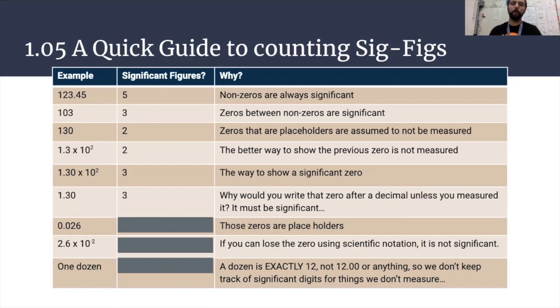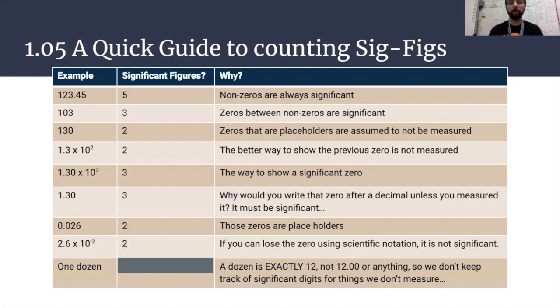Now, 0.0026. There is a decimal present, start from the Pacific, start from the left. There is a 0 that doesn't mean anything, another 0 that doesn't mean anything, then 2, 6. So that means that you have 2 sig-figs on that number. And then again, if you can lose that 0 using scientific notation, it clearly isn't that important. So 2.6 times 10 to the negative third, again, 2 sig-figs.